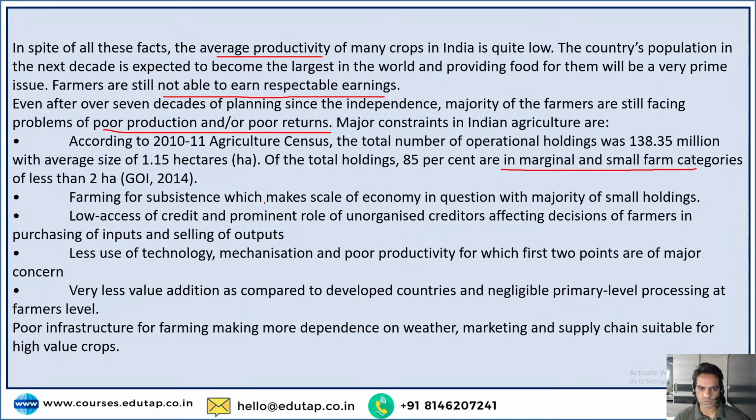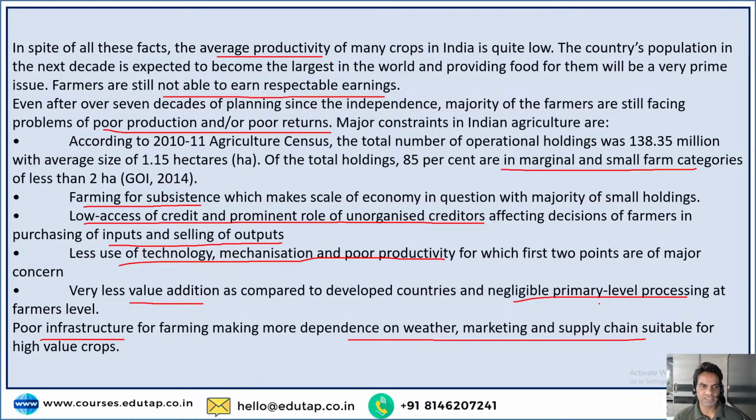Now, farming for subsistence, which puts the scale of economy in question, with the majority of small holdings. So that means people are growing food for their own livelihood. Now, low access to credit and the prominent role of unorganized creditors are still affecting farmers' decisions in purchasing inputs and selling outputs. Now, less use of technology, mechanization, and poor productivity are other challenges farmers face. Now, very little value addition as compared to developed countries, and negligible primary level processing at the farmers' level. So, poor infrastructure makes more dependence on weather, marketing, and supply chain suitable for high value crops. So, these are the challenges or constraints that Indian farmers face.